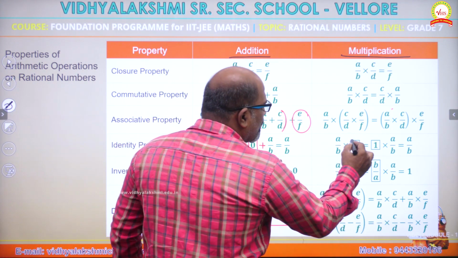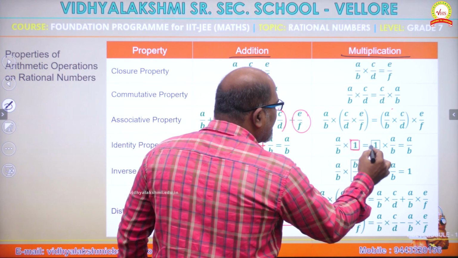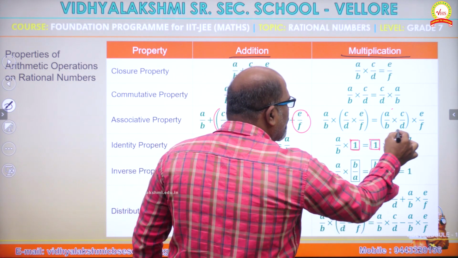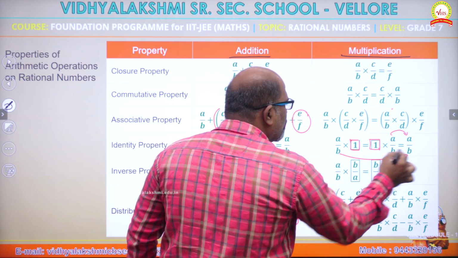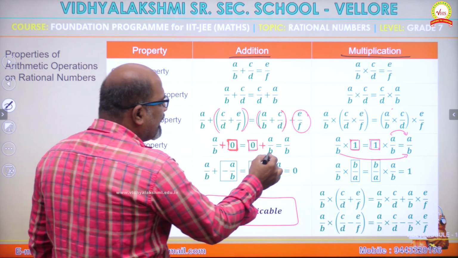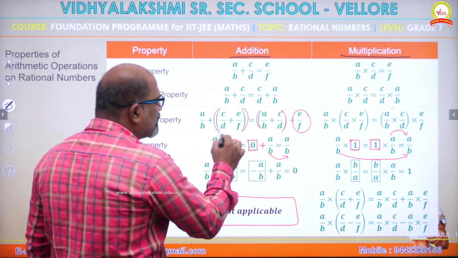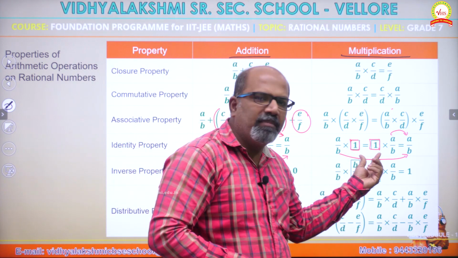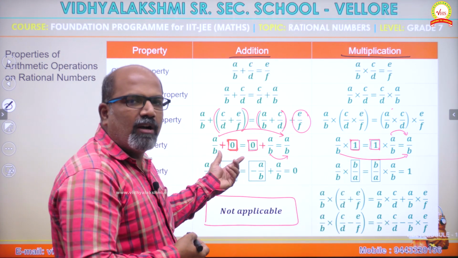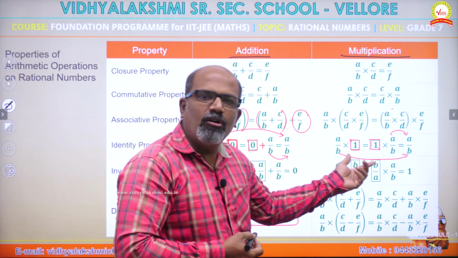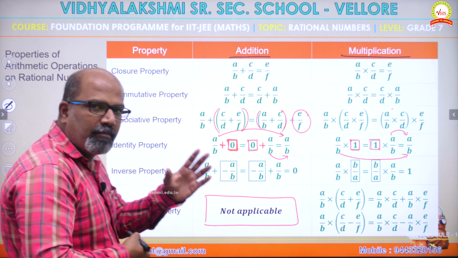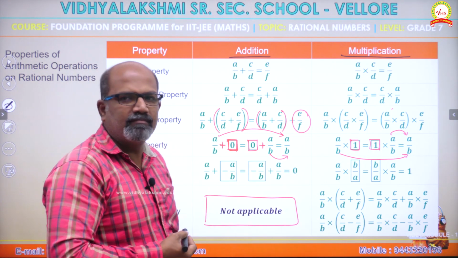So, you can see here 1 is the multiplicative identity. In any order, it gives the same number a by b. Here also, in any order, it gives the same number a by b when you add the 0, and here when you multiply by 1. 0 is called the additive identity and 1 is called the multiplicative identity. You have to remember, again I am telling you, you have to remember.